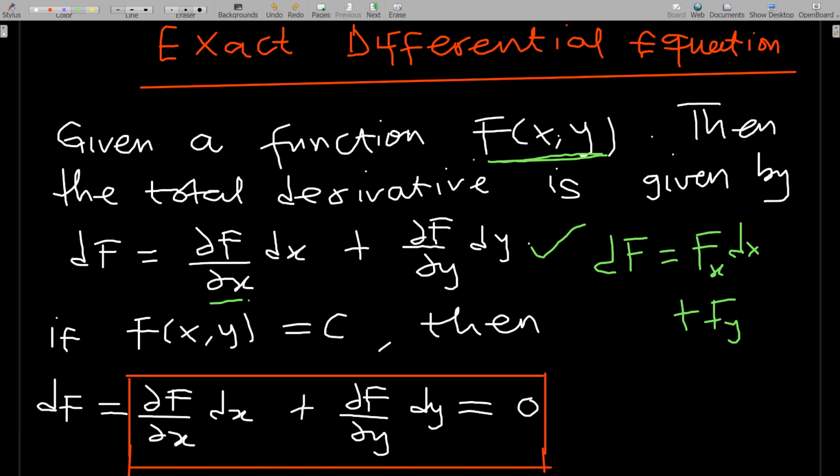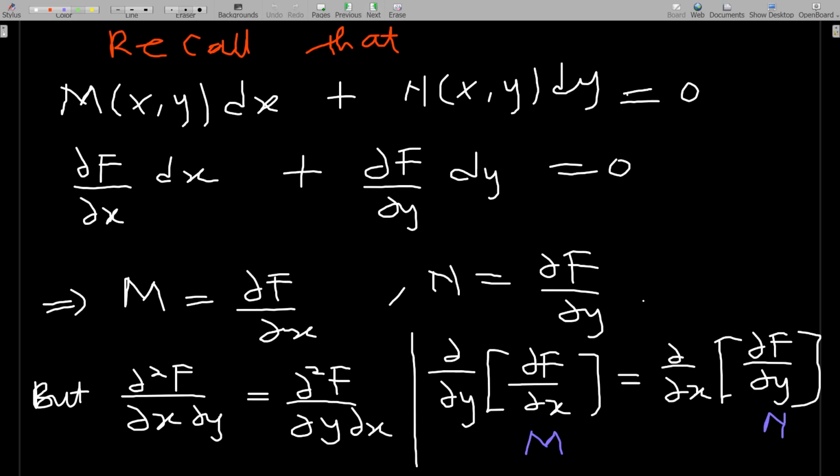Now, there is a way of writing a first order differential equation in the form something dx plus something dy equals 0, which we call the differential form. So let's compare that and see. Recall that we can write a first order ODE in this format: M of x, y dx plus N of x, y dy equals 0. This form of representing a first order differential equation is called the differential form. It is another way of representing a differential equation.